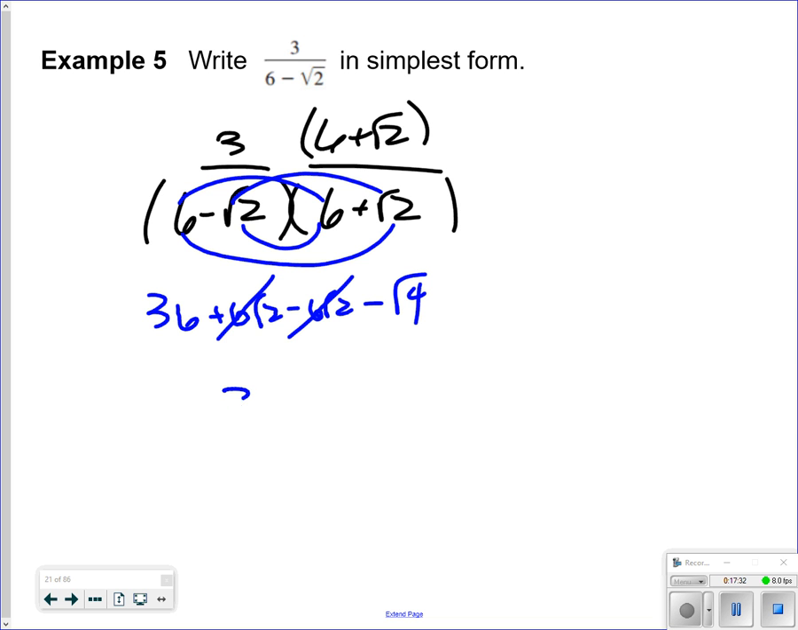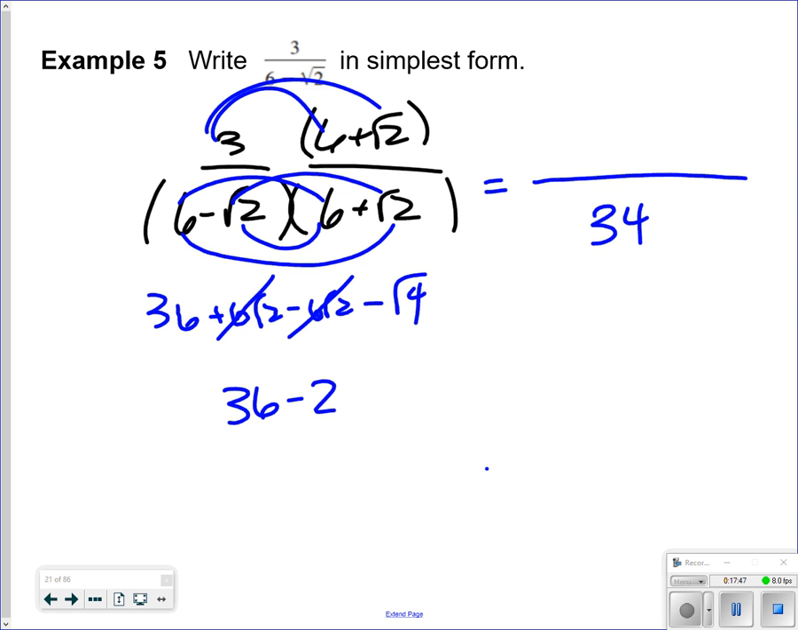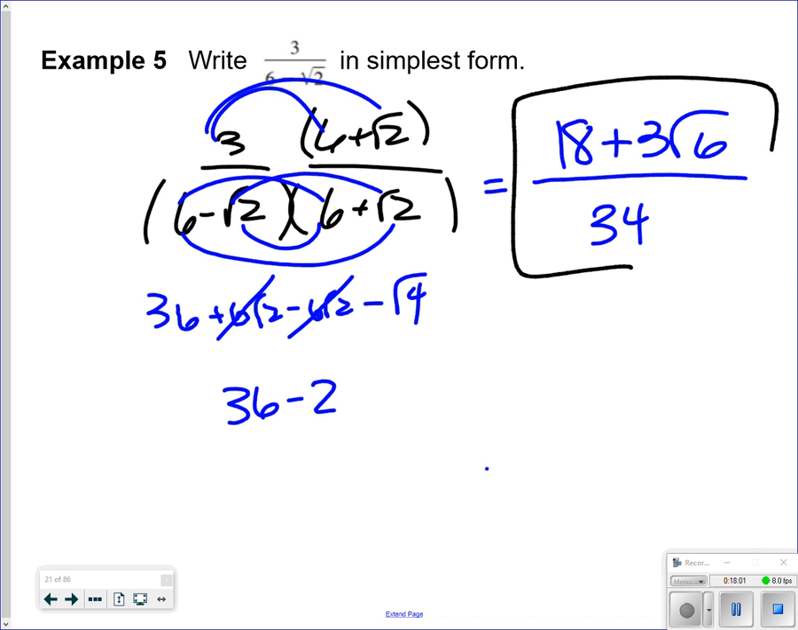The middle will always cancel, and the last one will always be a perfect square. And so the denominator in this case is 34. Now, distribute the top. I end up getting 18 plus 3 square roots of 2. Now, if there was something that was divisible into all three, meaning 18, 3, and 34, I would simplify. If there's not, then that's the answer. That's as far as I can go. So if you have a fraction that has a radical on the bottom and the bottom is a binomial, you need to multiply by the conjugate.